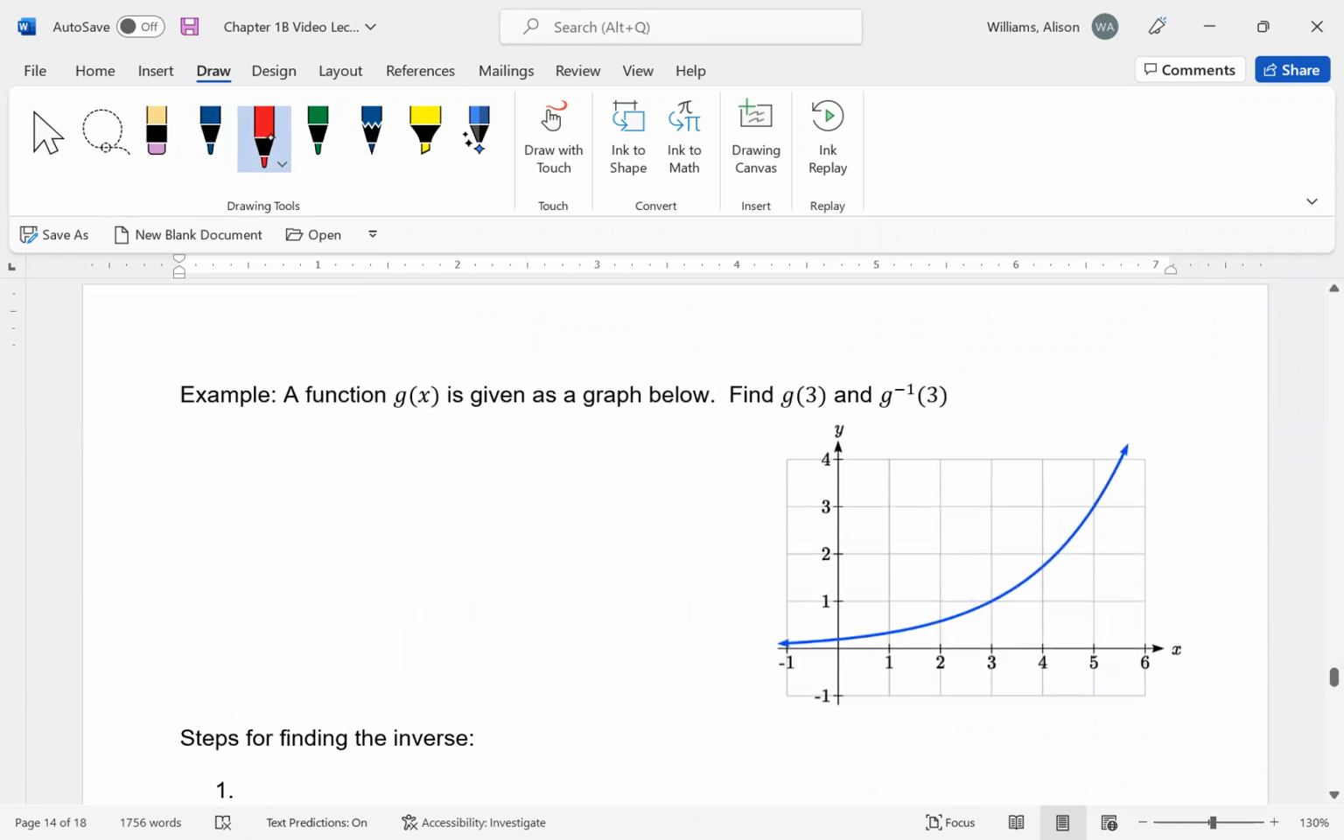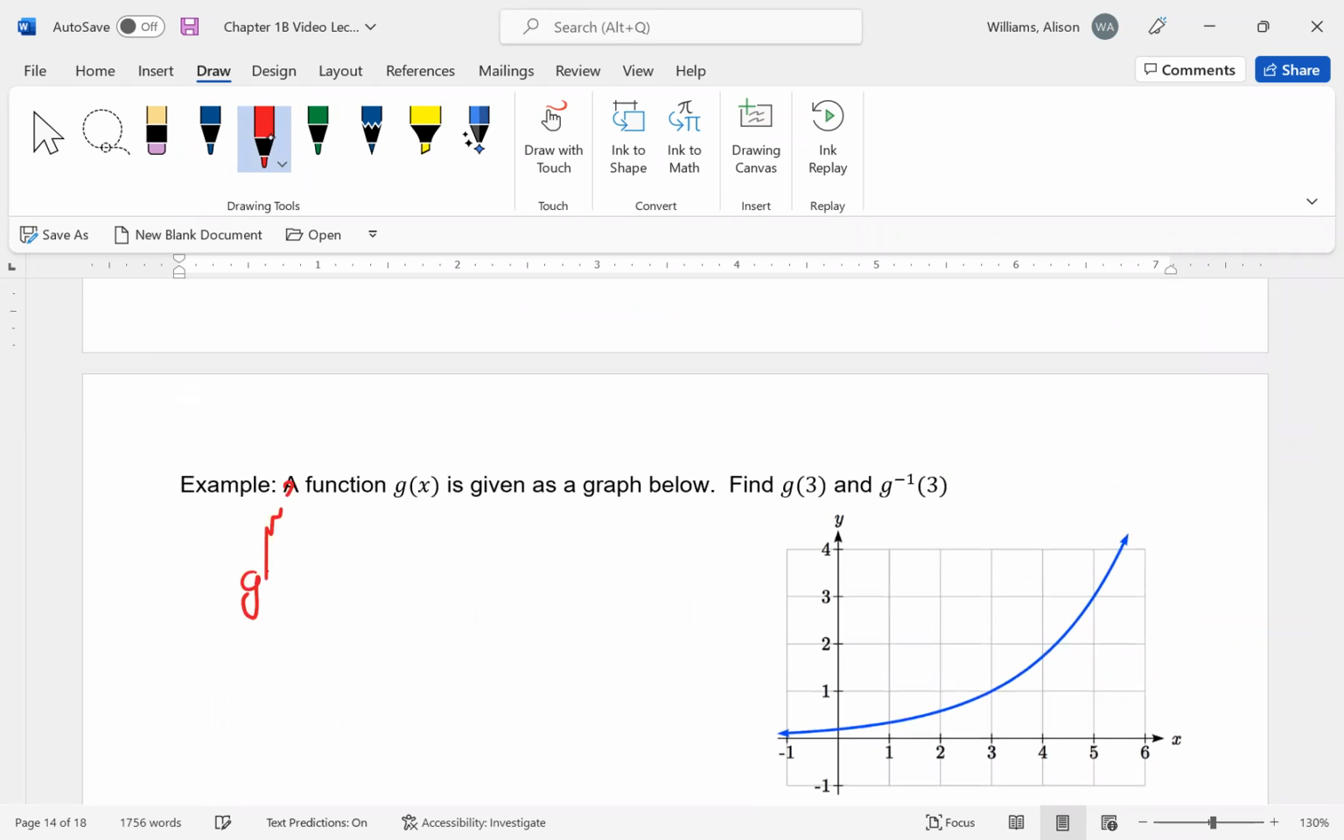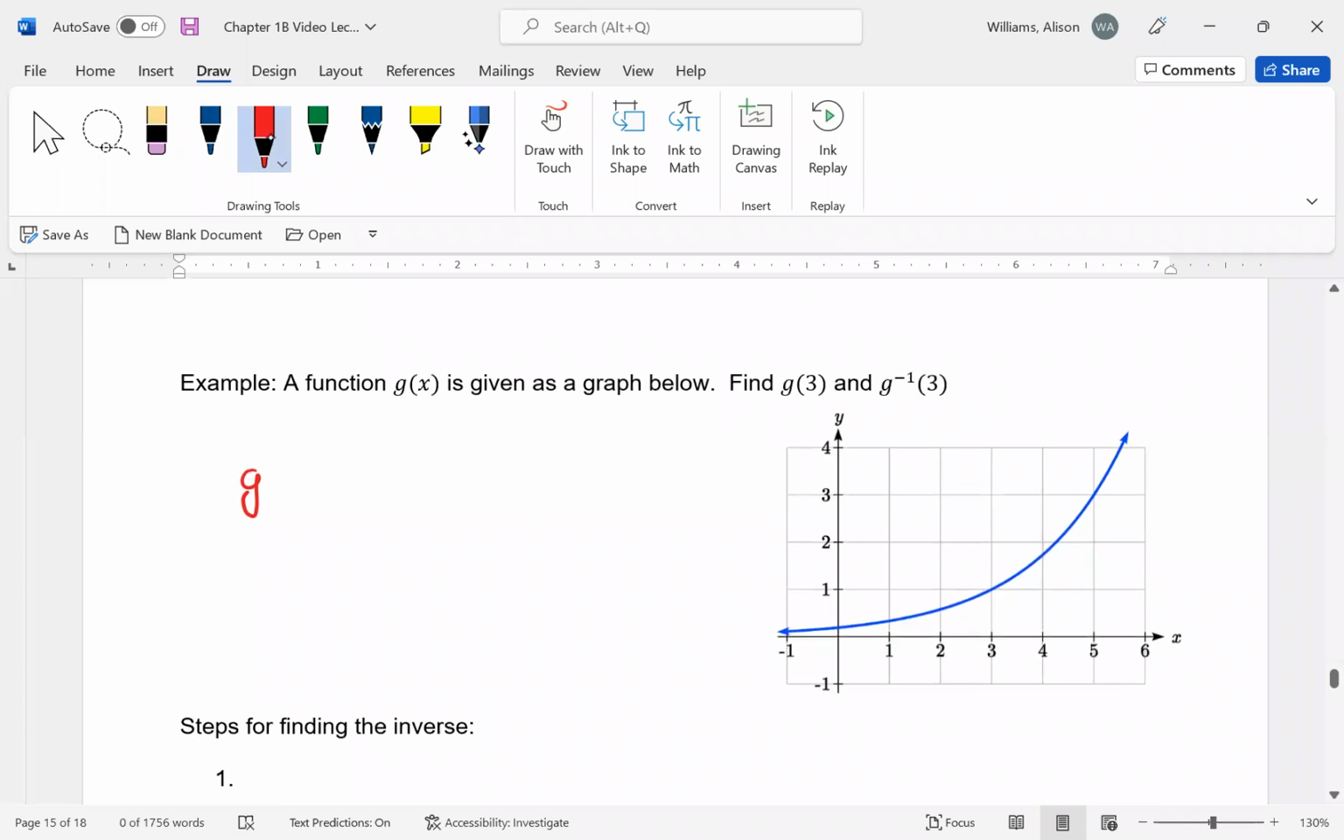So let's say this time we have a graph and they're asking us to first find g of 3 and then find g inverse of 3. So two very different questions. So g of 3, that's just figuring out, oops, sorry, bumped the screen. That's just figuring out from here, going to 3 here, starting at 3, 2, 2, 2, 2. Okay, that has an output of 1.